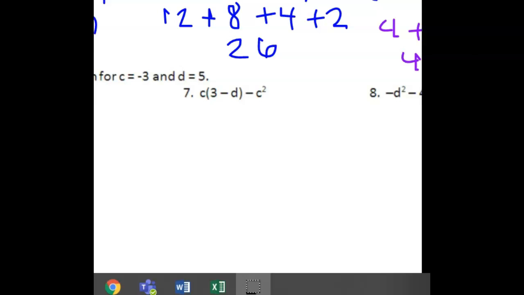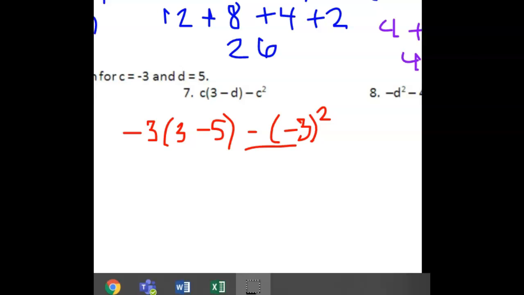Okay, number 7. So we have C times the quantity 3 minus D minus C squared. So our C value is negative 3. So 3 minus 5 minus negative 3 squared. So again, here's where order of operations matter. The negative 3 squared and the 3 minus 5 in parentheses are first. The negative and negative with this 3 right here do not cancel each other, because technically it's a negative, a negative, a negative, because there's 2 negative 3s.